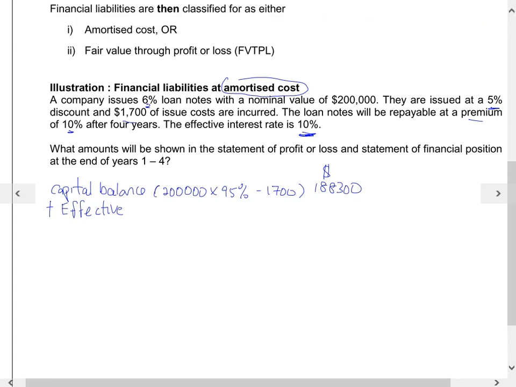Can you try year 3, year 4? And you don't close at year 4, because year 4 we have redemption. So try year 3 plus minus balance. Year 3, year 4.